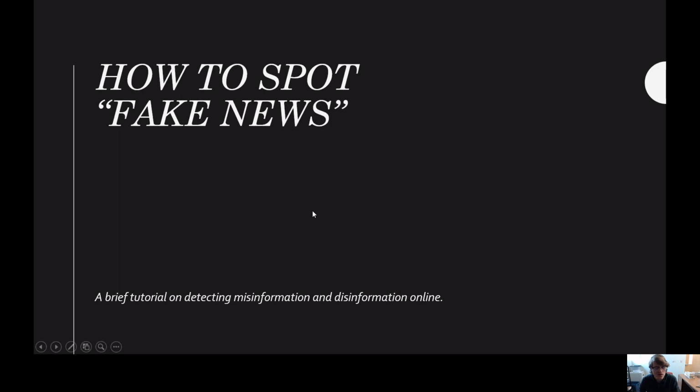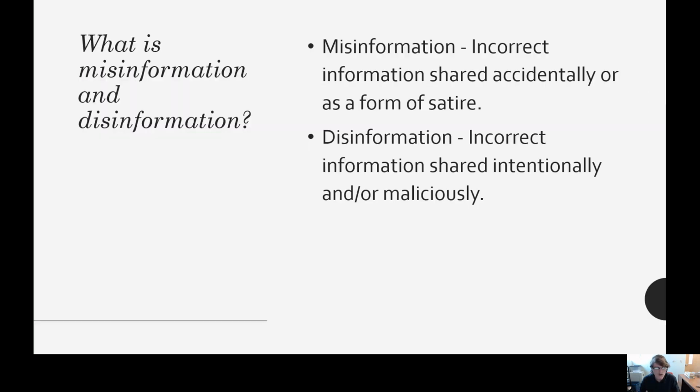So this is how to spot fake news, a brief tutorial on detecting misinformation and disinformation online. What is misinformation and disinformation? Misinformation is incorrect information that's shared accidentally or as a form of satire. Misinformation does not intend to misinform. It is usually either out of ignorance or purely as a joke. Disinformation, on the other hand, is incorrect information that is shared intentionally or maliciously. So this is information that the person posting it or spreading it knows is incorrect, and they're intentionally or maliciously sharing that with others to spread disinformation.